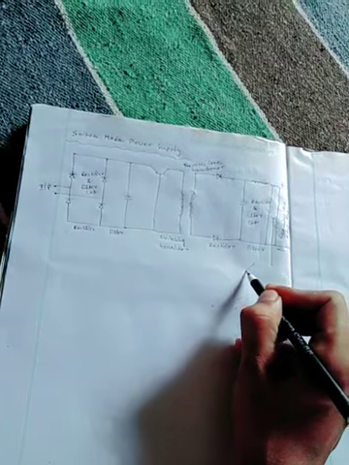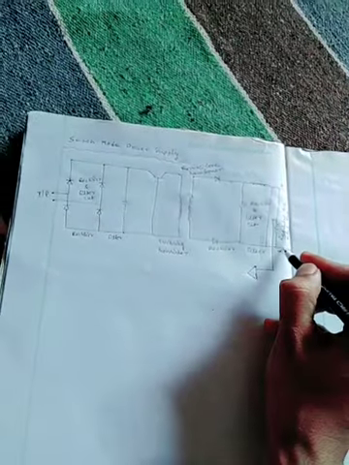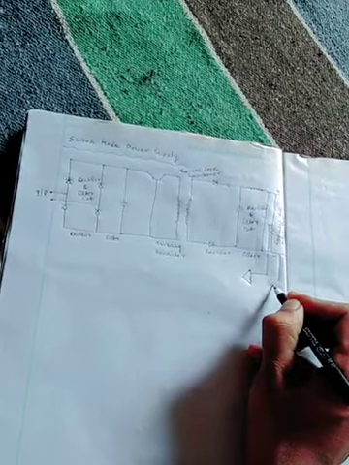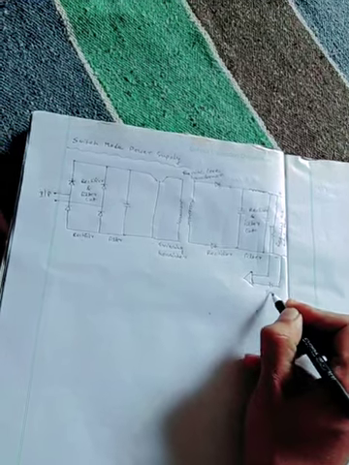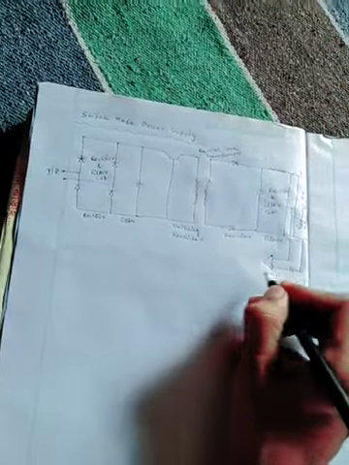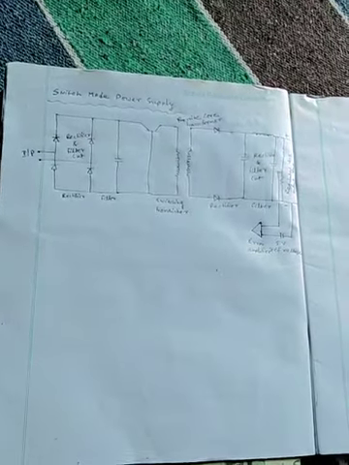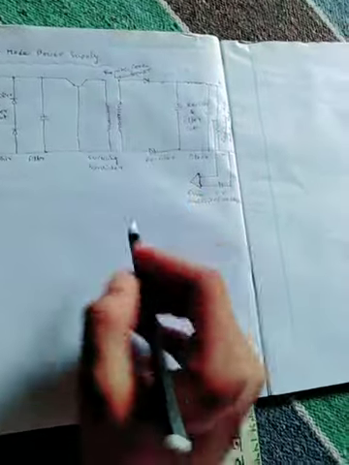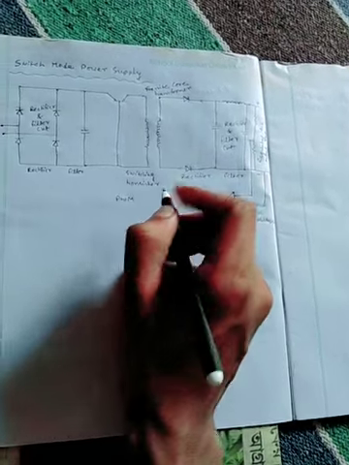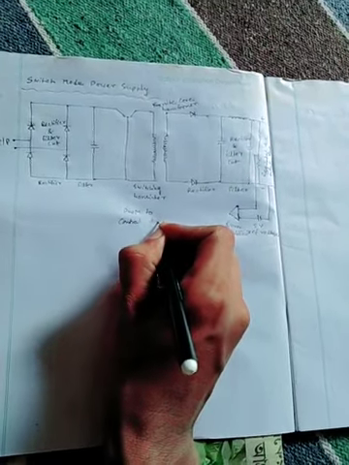This is called the error amplifier. Here is the 5 volt reference, and the difference voltage goes into the error amplifier. Then there is the PWM, which controls the duty cycle of the transistor.